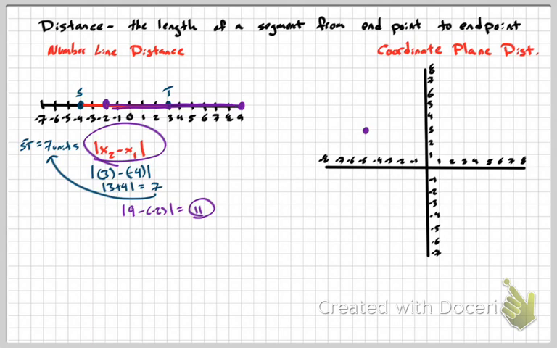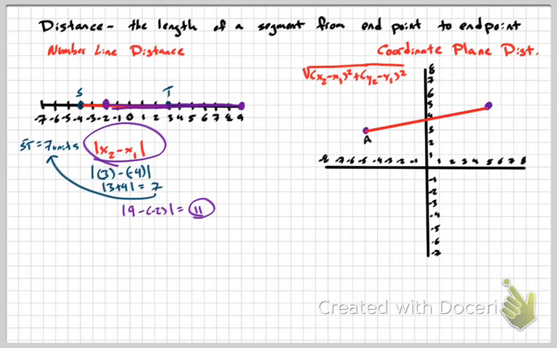But the problem happens when you get a diagonal segment, right? How do I find the distance between those two? Because you can't count them like we were on the number line, and you can't count them horizontally or vertically. That's when something comes into play called the distance formula. And so this formula is the square root of x2 minus x1 squared plus y2 minus y1 squared. Now that might seem a little bit confusing at first, but I promise you it's not.